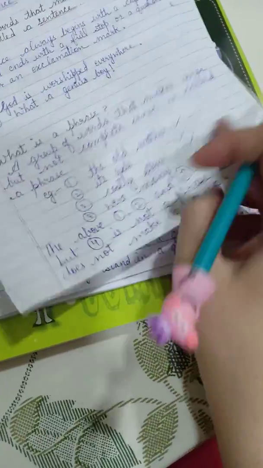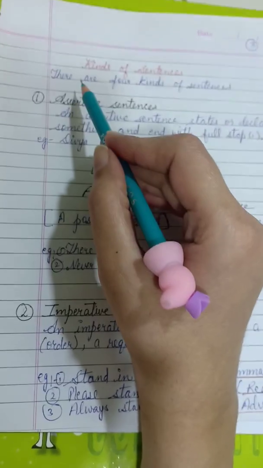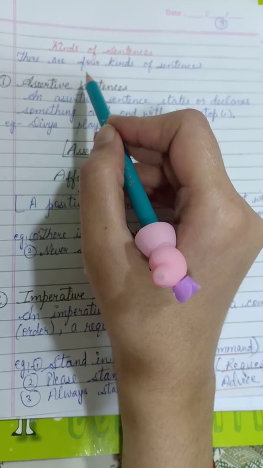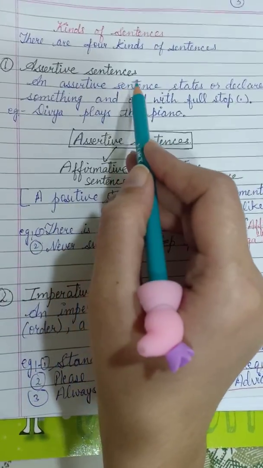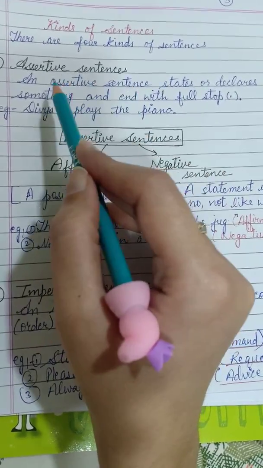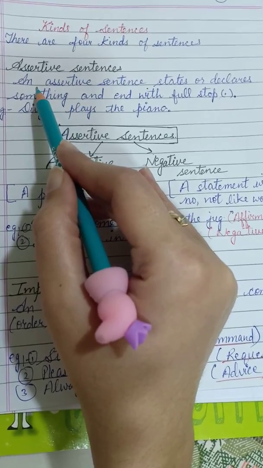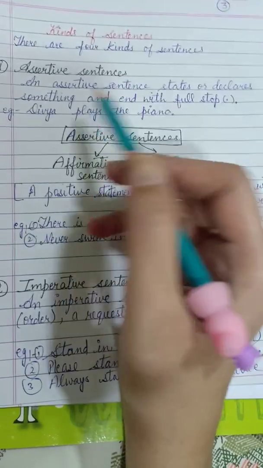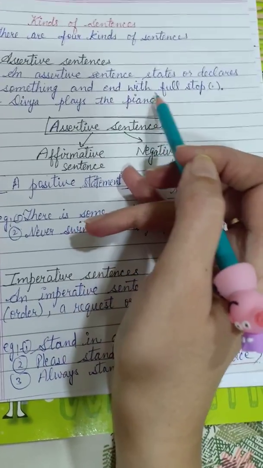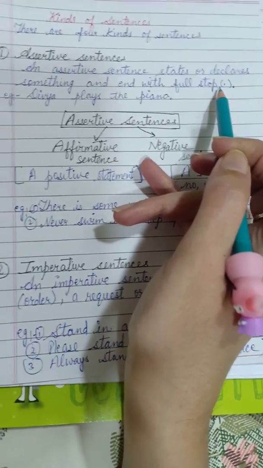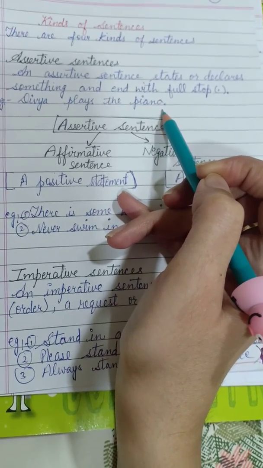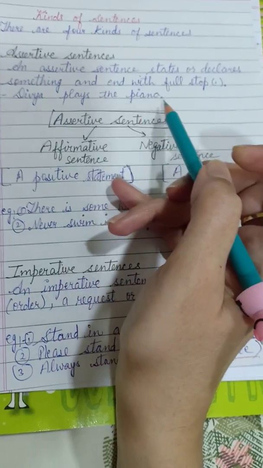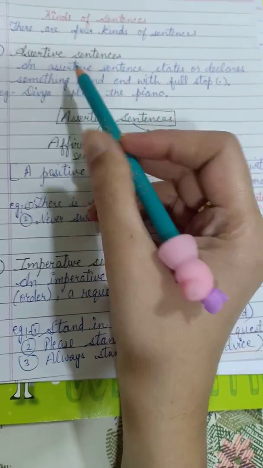Now, our next topic in a sentence is the kinds of sentences. There are 4 kinds of sentences. First is assertive sentence. An assertive sentence states or declares something and it ends with a full stop. For example, Divya plays the piano. It is a simple statement that Divya plays the piano. So it is an assertive sentence.